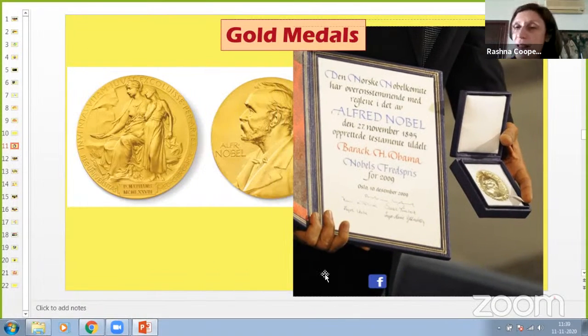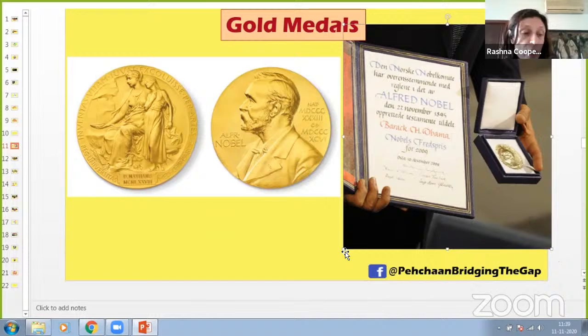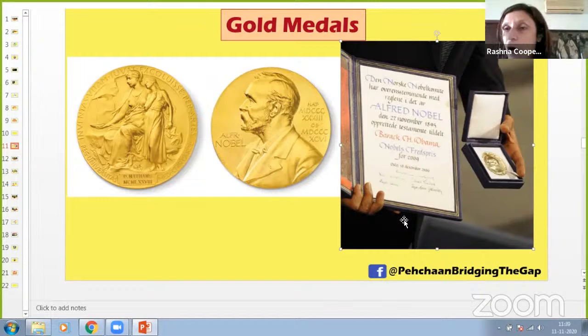So they get 3 things: the medal, the diploma, and a money prize, which is the equivalent of 8.5 crore rupees. Okay, 8.5 crore rupees, with the value of the rupee that it is today. So imagine how much money Alfred Nobel left in his will, that every year 6 people out of the interest of that money get a prize of 8.5 crores. Okay. So every person gets this.